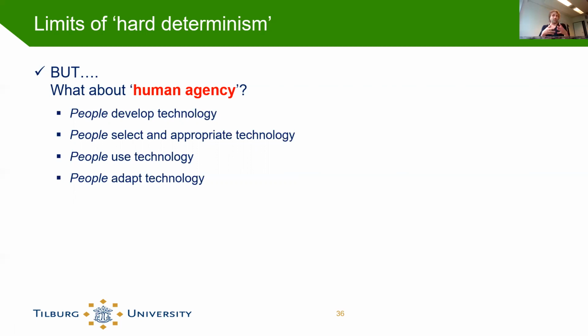But like you see in your adoption, in your own organizations you work for, it's people who develop technology, people who use technology, people who adapt technology, people who select certain technologies to use and appropriate technology. Appropriation means using a technology the way you see fit. So for example, you can use Microsoft Teams for many types of communication, and you see that many organizations have different ways of using Microsoft Teams.